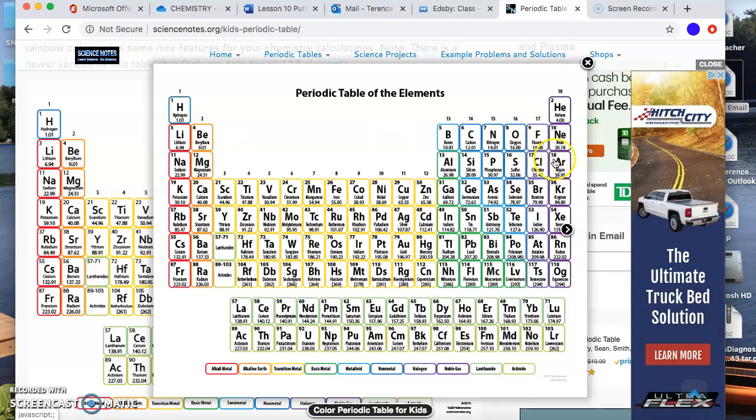Chlorine over here has 17 protons, and it normally has 17 electrons, but because it just got one from sodium, it now has 18 electrons. It is now negatively charged. It has a value of -1 as far as the charge.